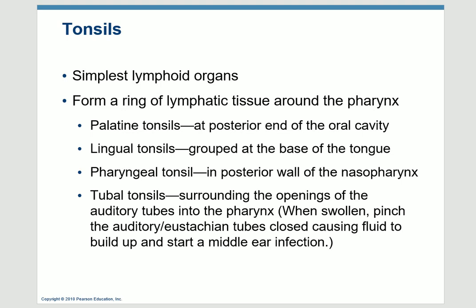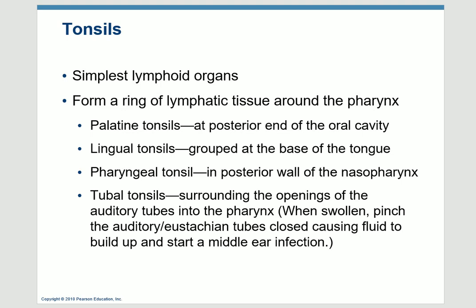Lingual tonsils are on down your throat at the base of your tongue, so your tongue actually stops a couple inches down your throat, and that's where the lingual tonsils are located, at the base. Pharyngeal tonsils are up behind your nose, and then your tubal tonsils are right at the ends of the auditory tubes, also called the eustachian tubes.